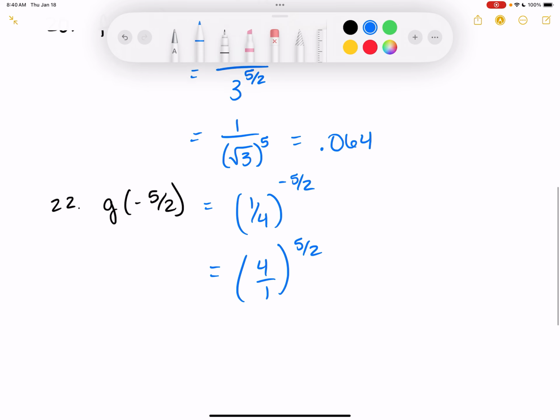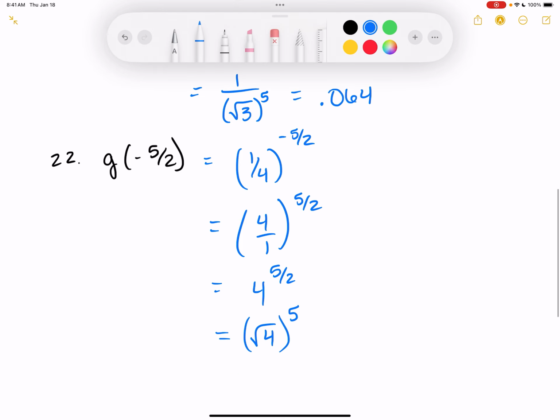But the 1's going to go away, so I'm going to have 4 to the 5/2, because the square root of 1 is 1, and 1 to the 5th is 1, so it's just going away. But if it was like 3 or something, then we would have to keep it, obviously. So now what? The root thing. The square root, so this is going to be the square root of 4 raised to the 5th. Square root of 4 is 2, so I've got 2 to the 5th, and what is 2 to the 5th? 32.